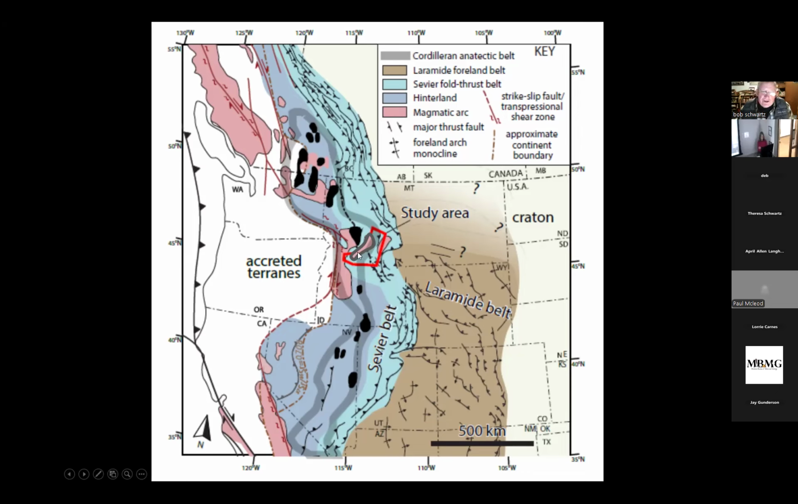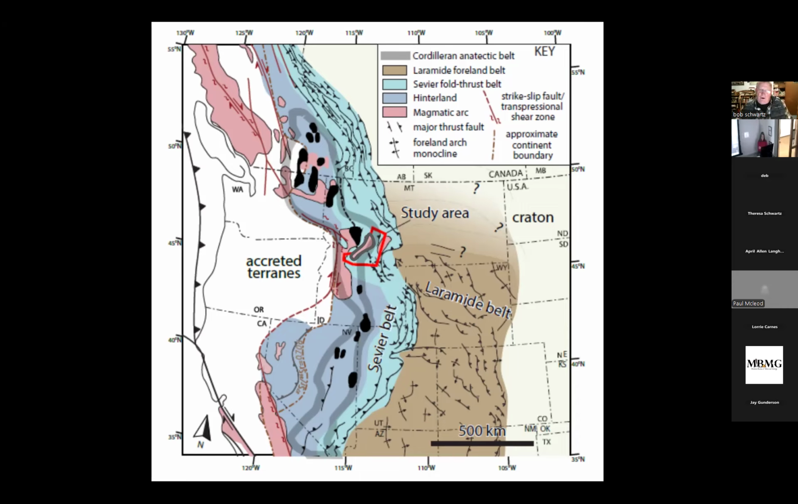And the study area also lies within this gray shaded area, which is referred to as the Cordilleran Anatectic belt. That's a long, narrow zone that runs north-south and contains abundant late Cretaceous to Eocene granitic plutons, many of them being two-mica granites, as well as partially melted granitic rocks, or eutectic rocks, or anatectic rocks.